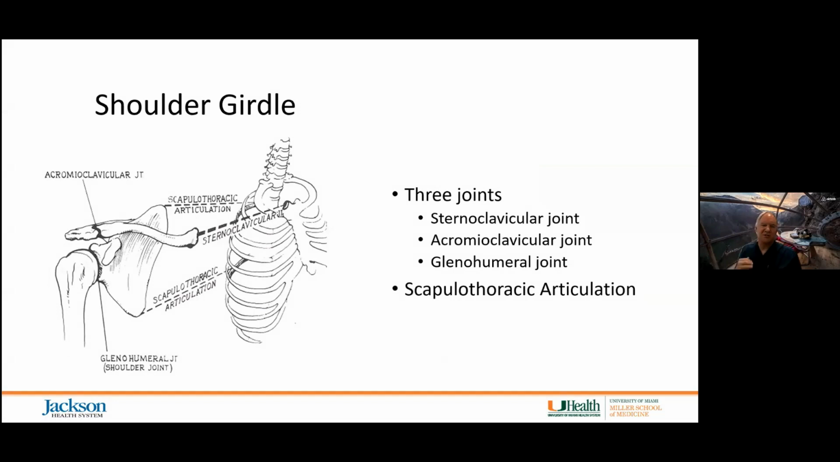Now I want to switch gears a little bit and talk specifically about some different pathologies in the upper extremity. So the shoulder girdle, you all know, 3 joints and an articulation.